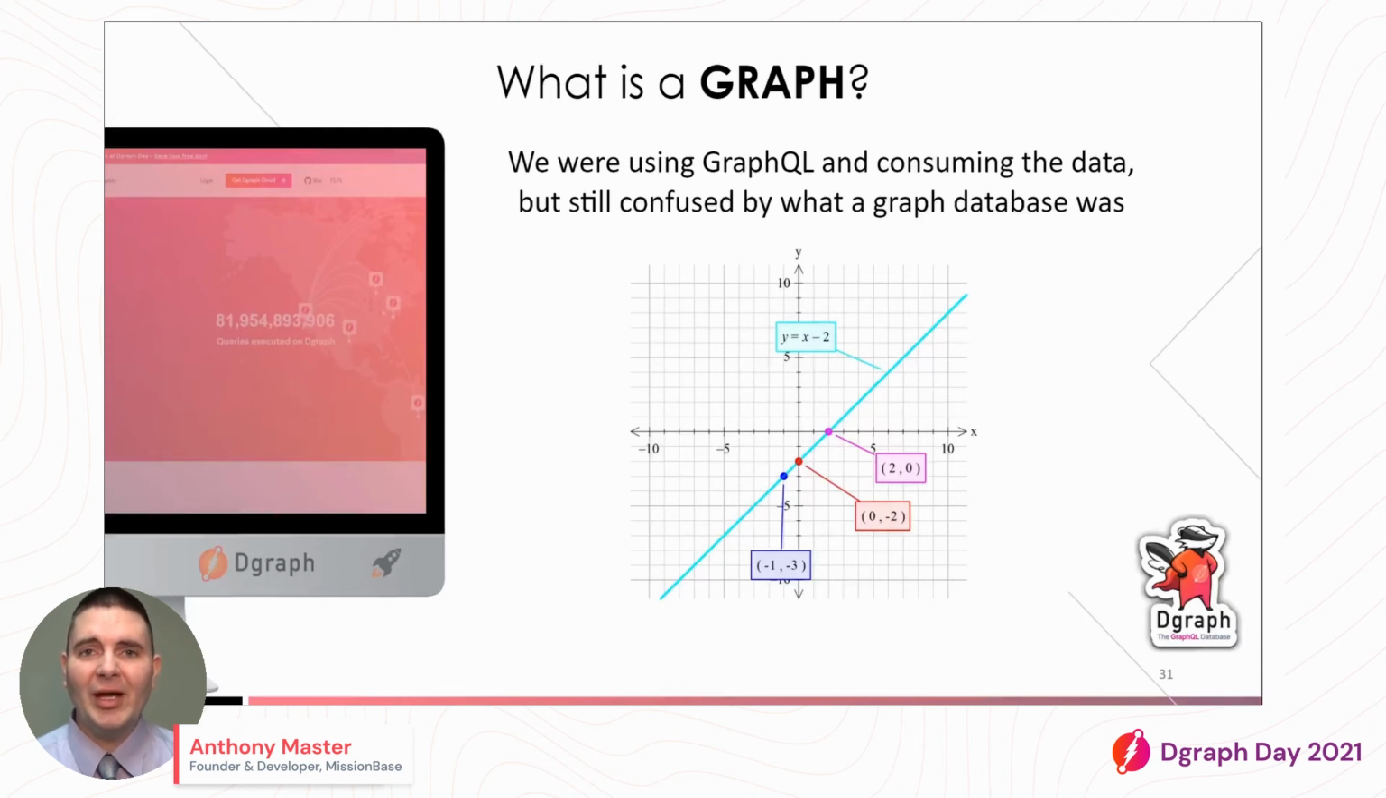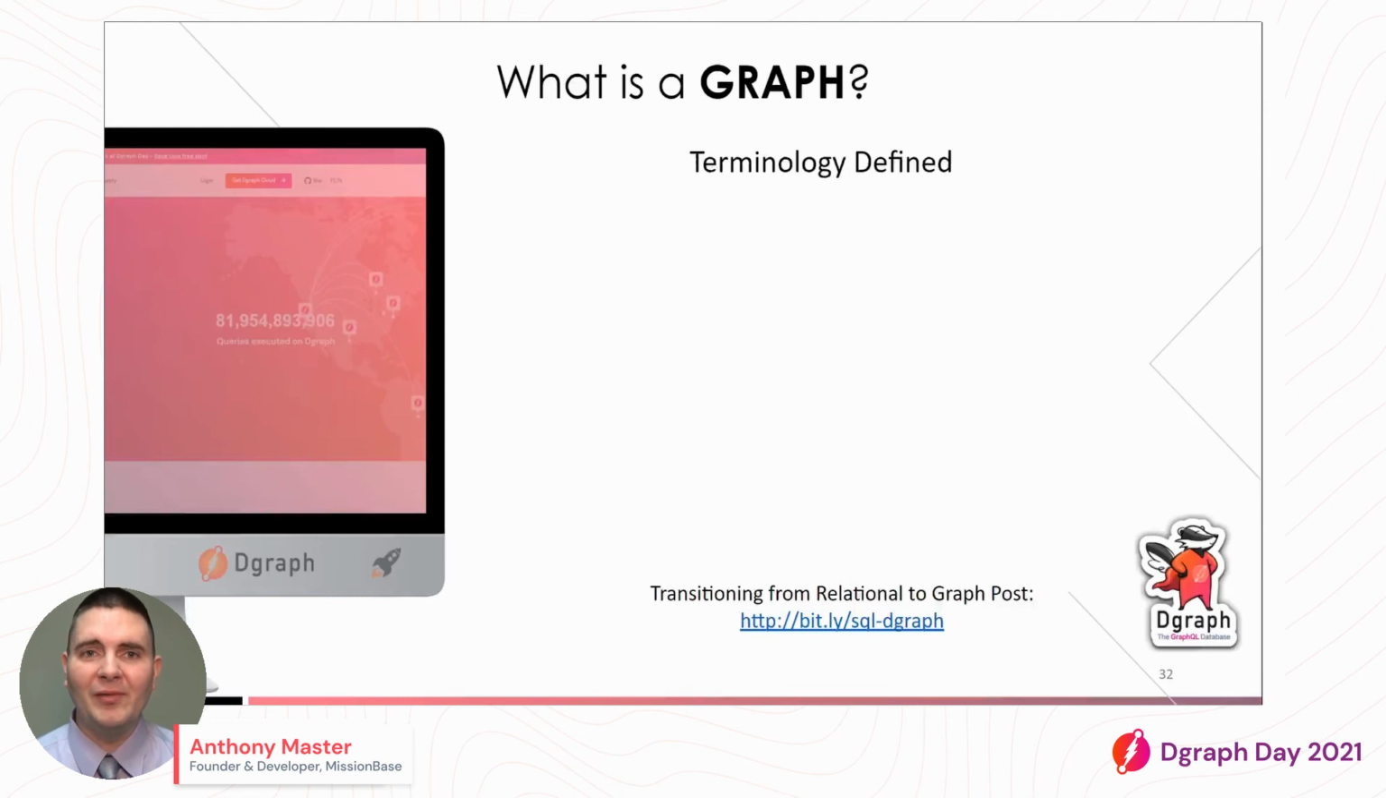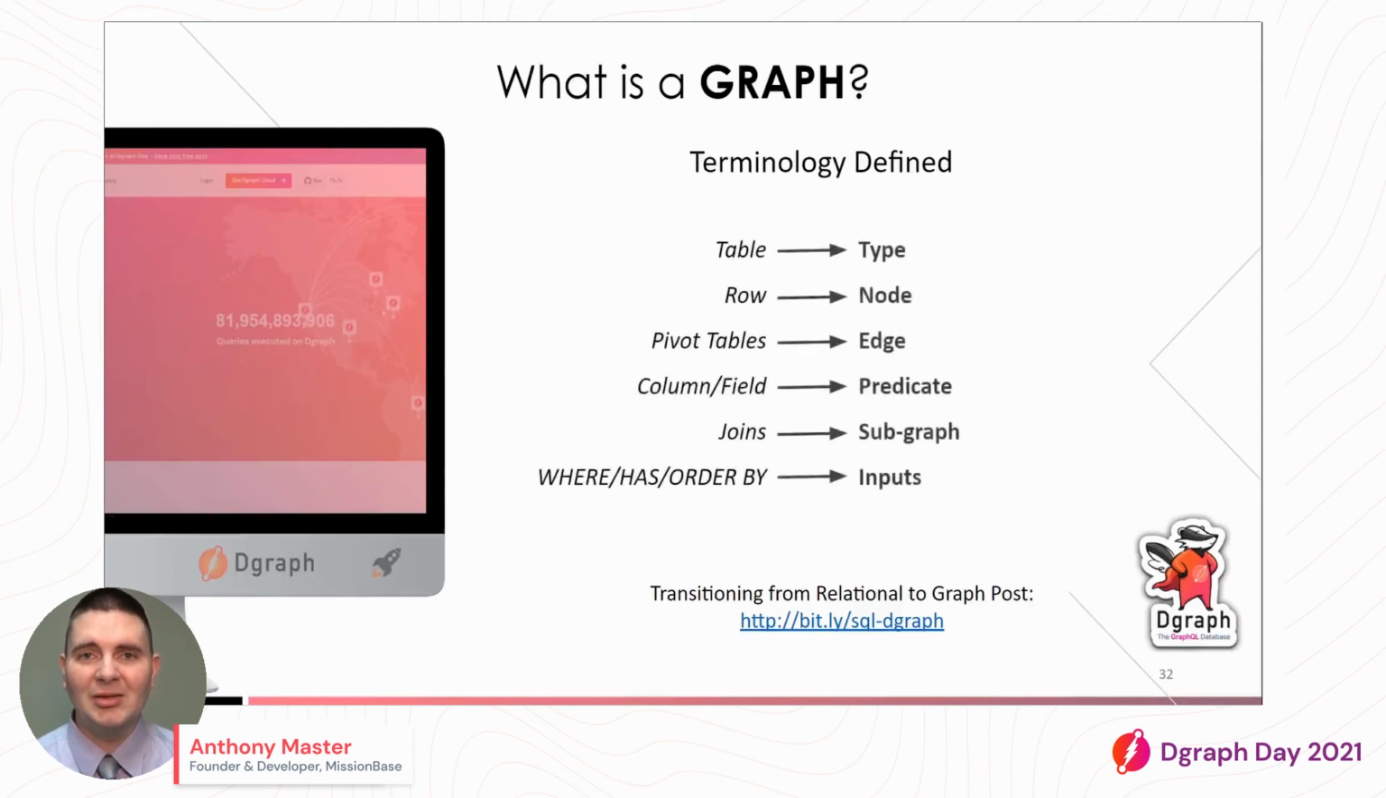Probably the most helpful thing I can share with you to help you understand a graph is to understand the terminology. I thought it was so important that I even wrote a post and discussion around this subject. We have trained our brains to think in terms of tables, rows, pivot tables, columns, joins, and clauses. What we need to do is forget most of that and transition to graph terminology.